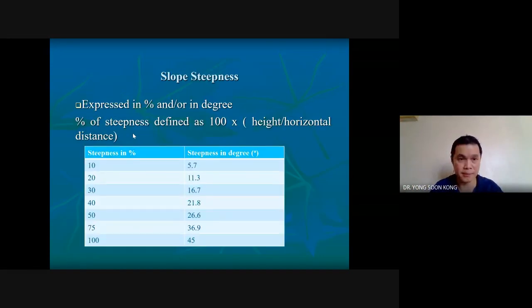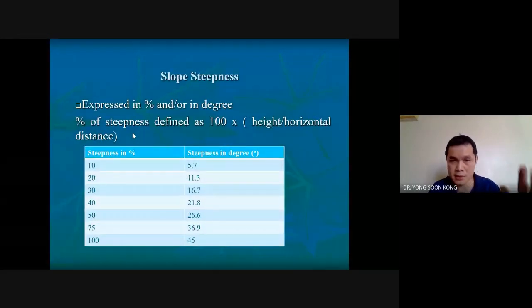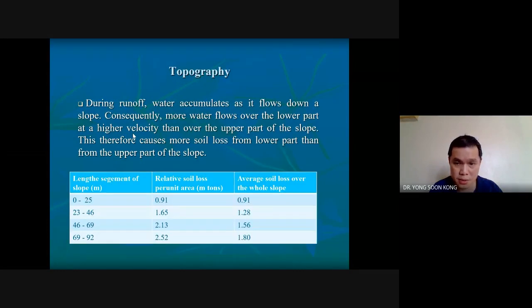However, I think wait a minute. This is still about the degree of slope. This is just a conversion. So I'm going to skip straight to another one. Yeah, this one. Now, there's one more factor in topography that not many people know.